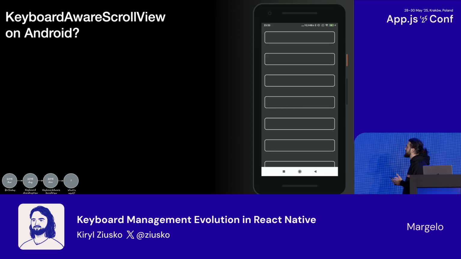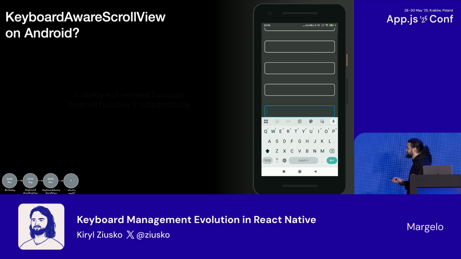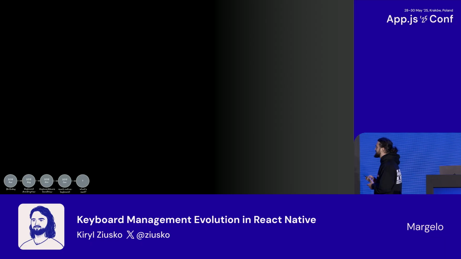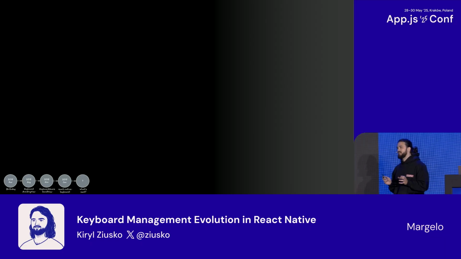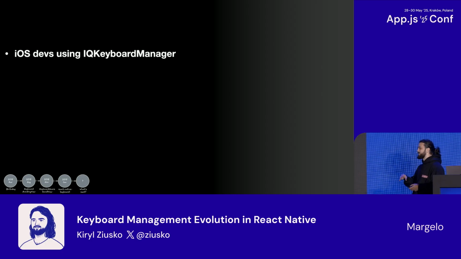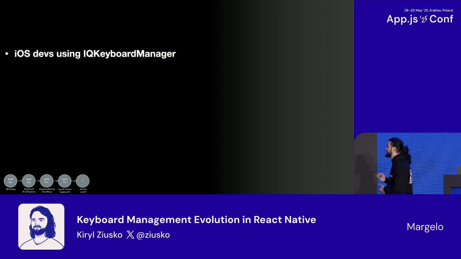But how does it work on Android? On Android, again, this component is not needed because Android resizes the view automatically. But we all know that React Native stands for native, right? And in fact, keyboard handling is not a React Native problem. It's a common, long-standing issue in the iOS ecosystem. But since React Native relies on native libraries, the question is, do we have a solution for this in a native language? And the answer is yes.